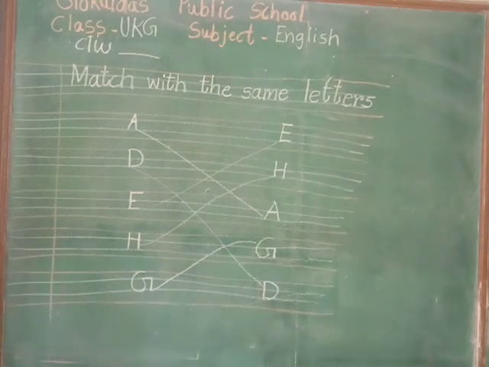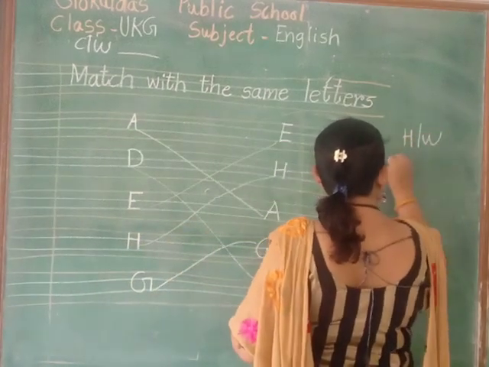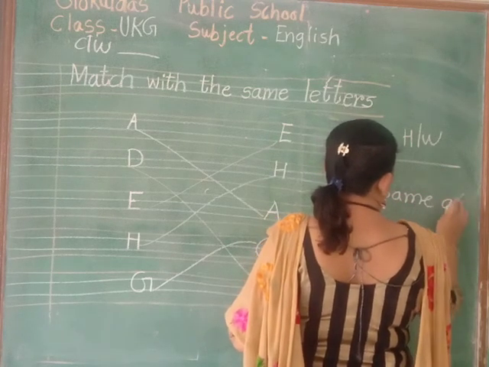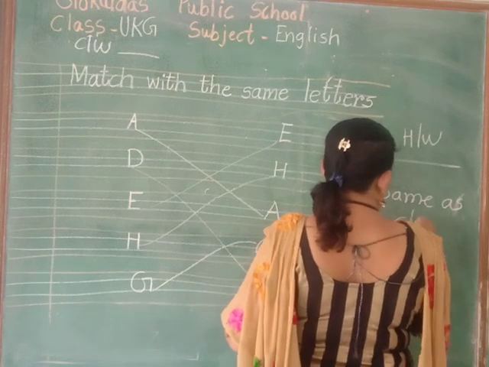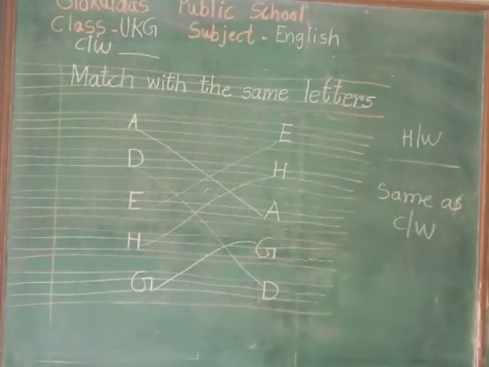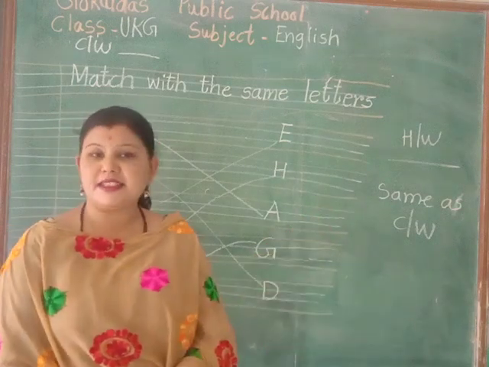Your work is done here. Hurry up. If your work is done, go to the next line. Go to the next page. Write down HW and paste it. Same as CW. Write down. Same as CW. Hurry up. If your work is done, write down the HW, same as CW also.